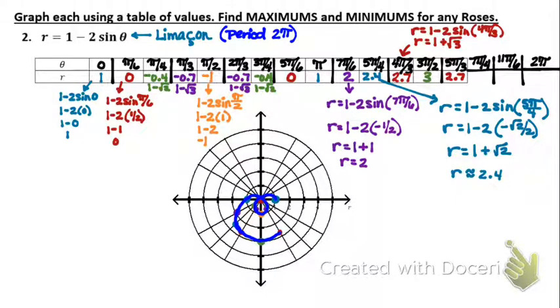What about when we use 7 pi over 4 as our theta value? 2.4. So right about here. 11 pi over 6: 2. And 2 pi: 1. This is one of the limaçons with an inner loop.